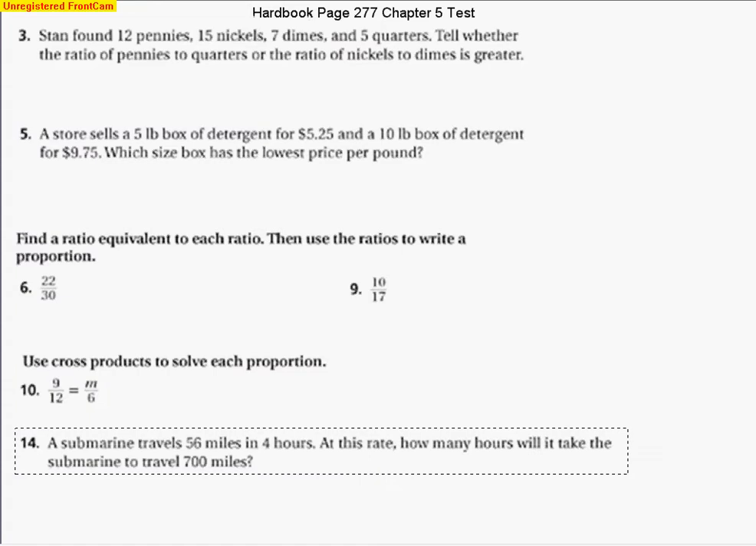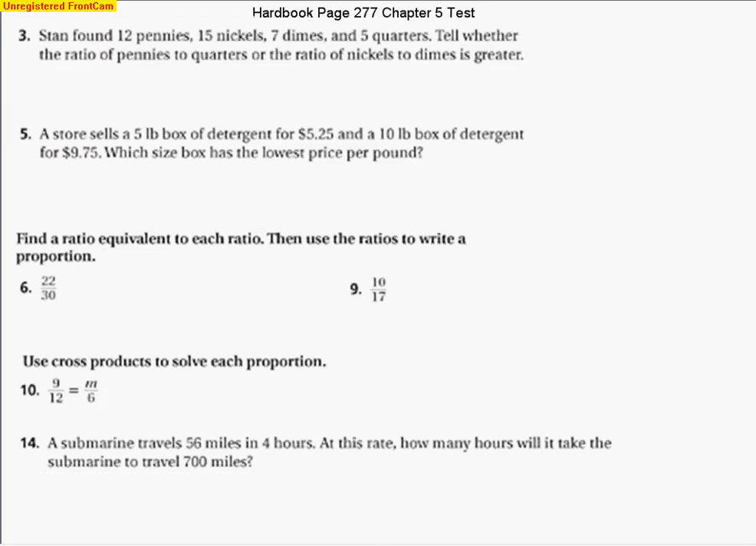The first one here, we're doing number 3, says Stan found 12 pennies, 15 nickels, 7 dimes, 5 quarters. Tell whether the ratio of pennies to quarters or the ratio of nickels to dimes is greater. So pennies to quarters. What that means is we need to put pennies on top, and quarters on the bottom of our fraction. That's what this represents. So let's go ahead and set that one up.